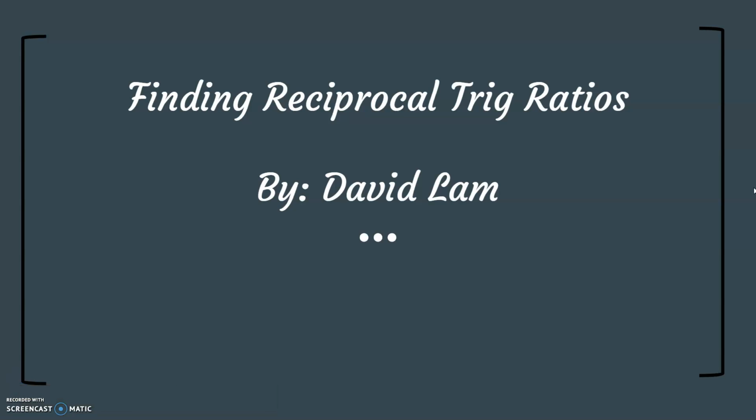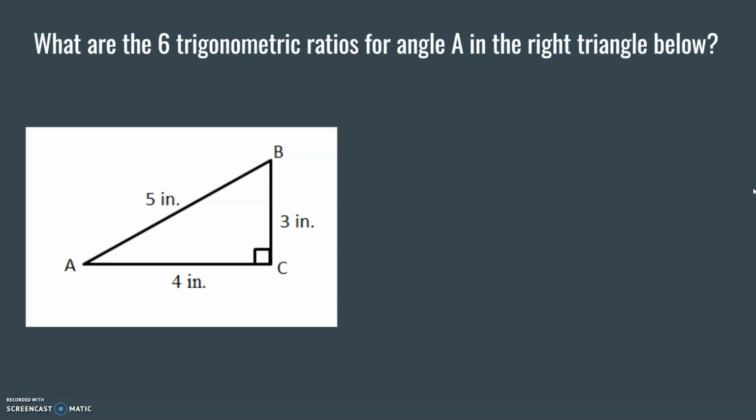Hi, my name is David Lamb, and today we will be finding the reciprocal trig ratios. The question is asking, what are the six trigonometric ratios for angle A in the right triangle below? This is the right triangle that we'll be using for example today.